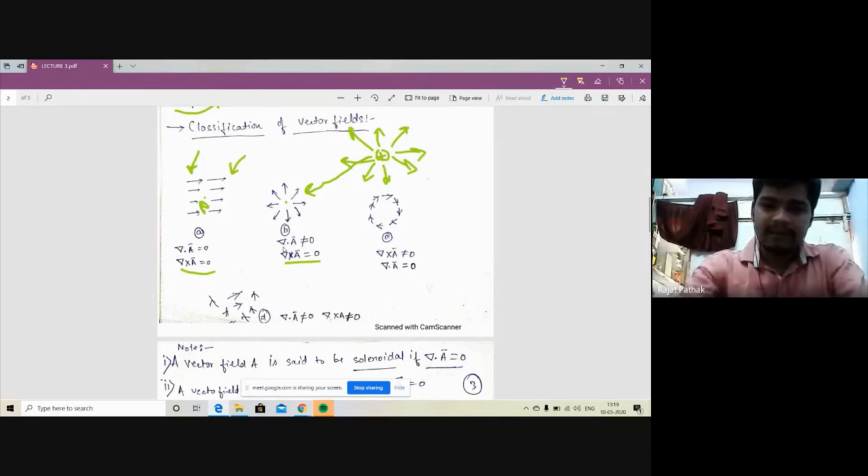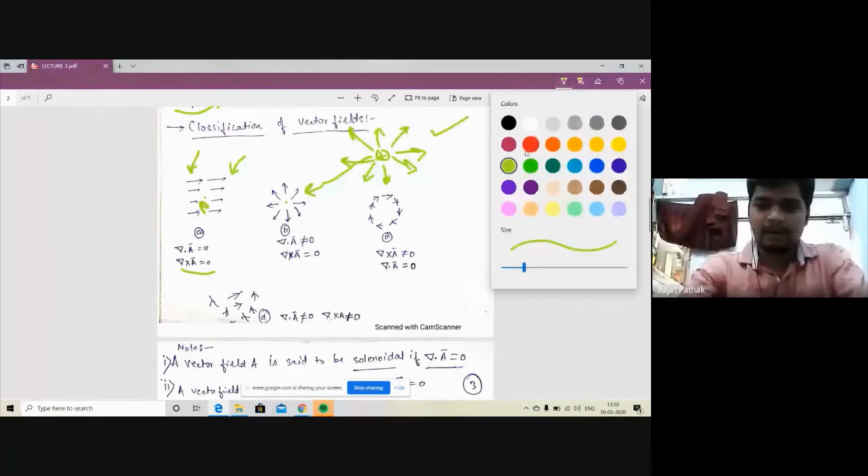And we are saying that a vector A is diverging here. Yes, it is true. Here the field is of diverging nature, so the divergence of this field will be non-zero. But the field lines are not rotating about any point, so the curl of the field lines is 0.